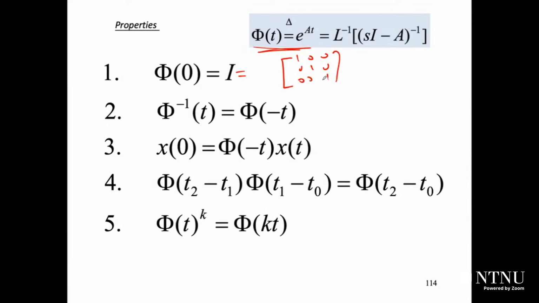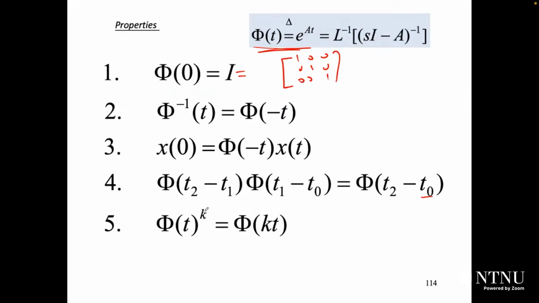For 3 times 3. The inverse of phi of t will be phi of minus t, right? Yeah, because if you want to take the inverse of phi of t, it will be phi of minus t. So x of 0 equals phi of minus t multiplied by x of t. And phi of (t2 minus t1) multiplied by phi of (t1 minus t0) will be phi of (t2 minus t0).